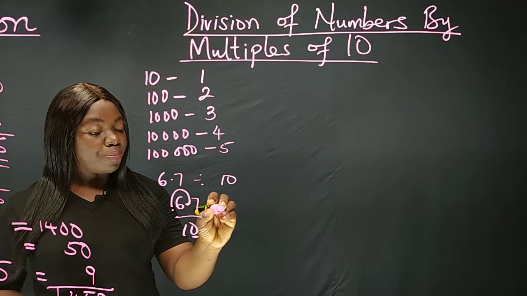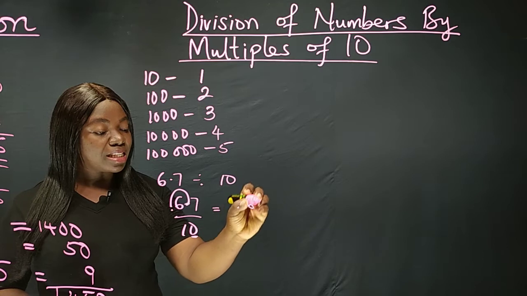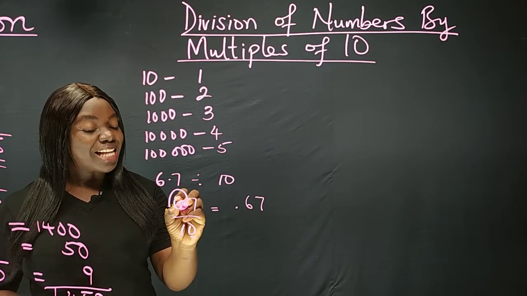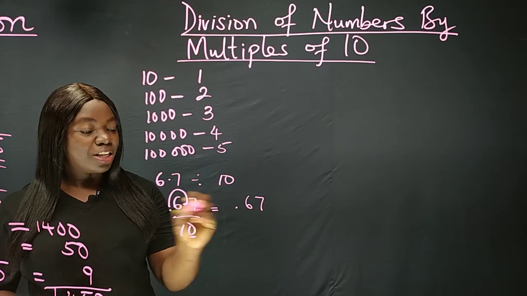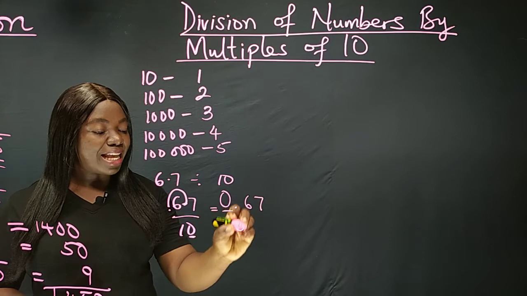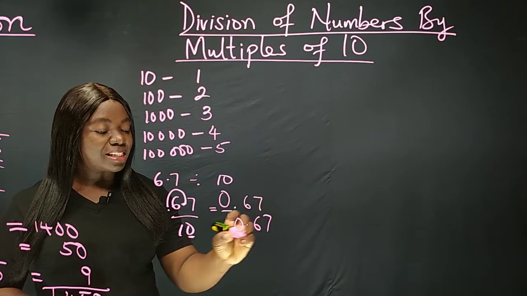So our answer will become 0.67. Do not forget that we have moved the decimal point from the right hand side to the left hand side. So what do we have written here? We have 0. So the answer is 0.67.